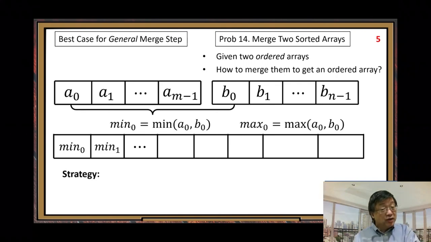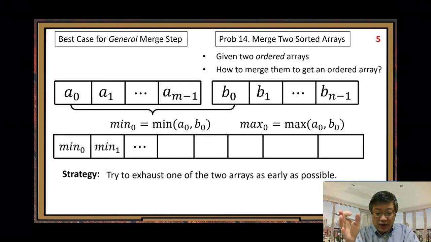The strategy is to try to exhaust one of the two arrays as early as possible, right? What do we mean by exhaust? Every time you put one element in place, under a special situation, you may exhaust one of the two subarrays. We want to exhaust one of the subarrays, because then for the remainder of the other subarray, we do not need to do comparison. We just put all the elements in place, right? That is the property we observed.